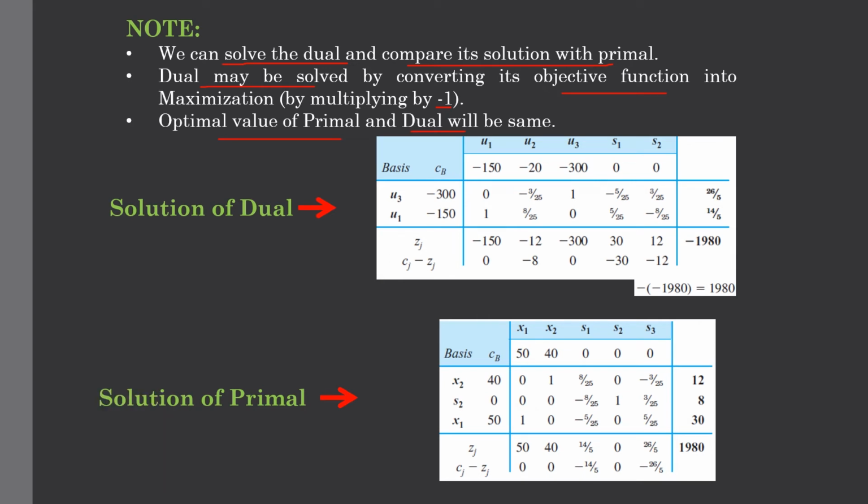For example, the solution for the dual is 1980, and if we solve the original problem or primal problem, its solution is also 1980. So they have the same solution. So this provides us the flexibility and easiness of solving the problem by converting one form into another if it is needed and required.